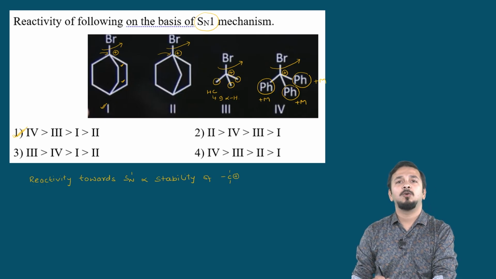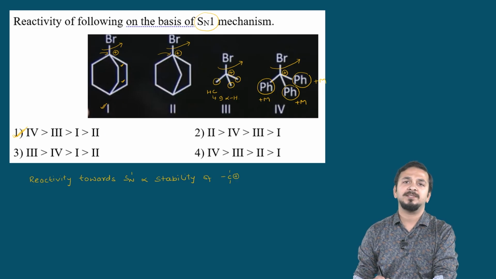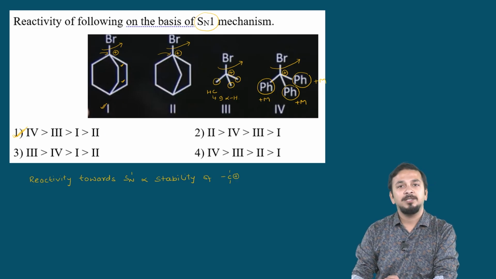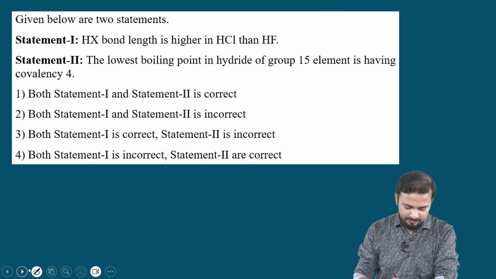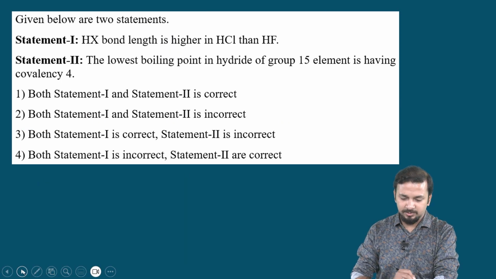So this is a question based on nucleophilic substitution reaction. Nucleophilic substitution reaction is very important. Reactivity towards SN1 and reactivity towards SN2 is also very important. In this paper, they have asked reactivity towards SN1, so it is highly probable that they will ask reactivity towards SN2 in the upcoming paper. So you should revise that point carefully. Moving to the next question.